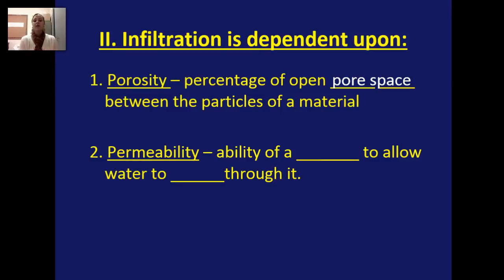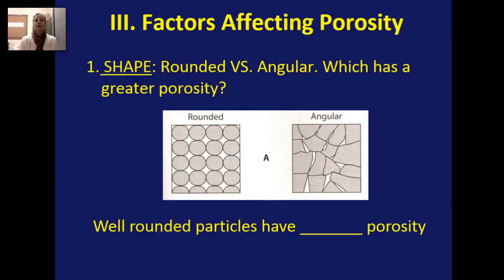It's also going to depend upon the permeability of the earth. And permeability is the ability of a material to have water pass through it. So those are the two key components to what's going to allow water to infiltrate or seep into the ground. And we're going to look at this a little more closely. Let's take a look at porosity. There are a few factors that will affect porosity.